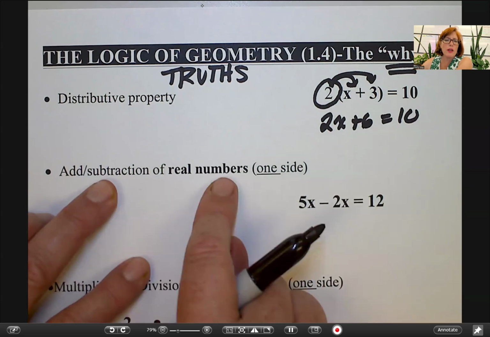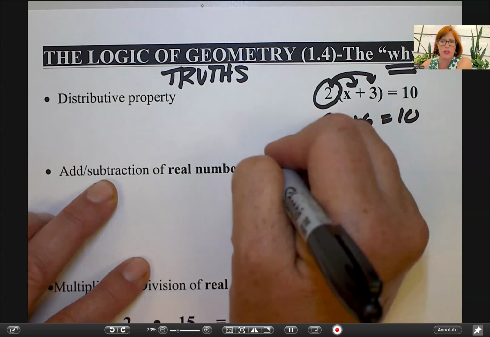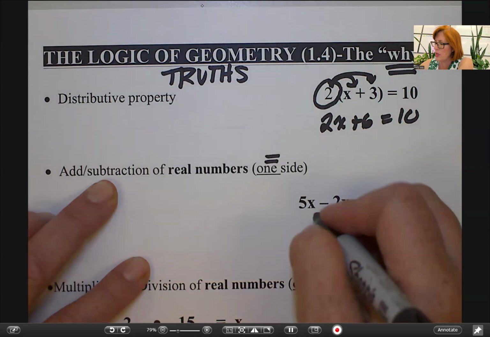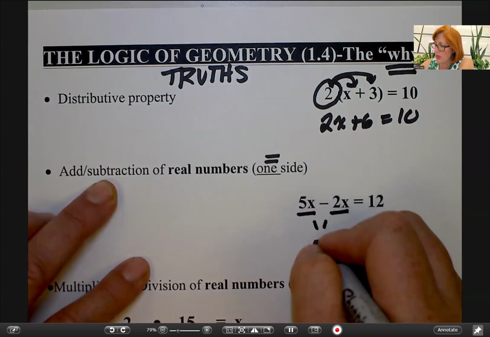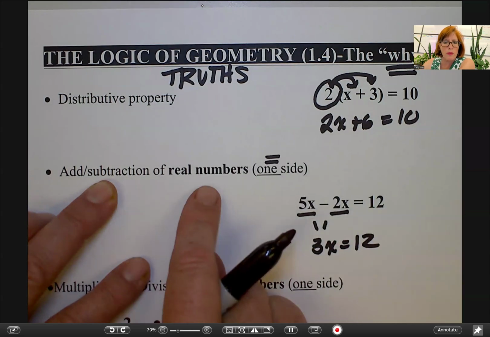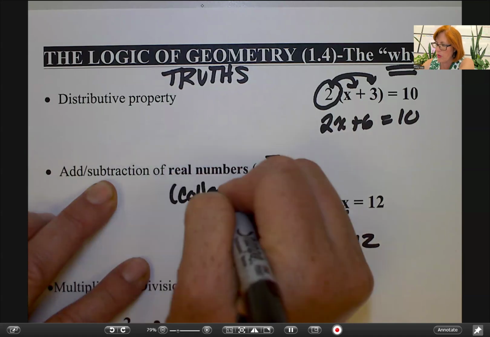Add or subtract, addition, subtraction of real numbers. We're working on one side of the equal sign. You know this probably as collect-like terms. Adding, subtracting, ready, underline, add it together. That's called addition, subtraction of real numbers. You know this as collect-like terms, usually.